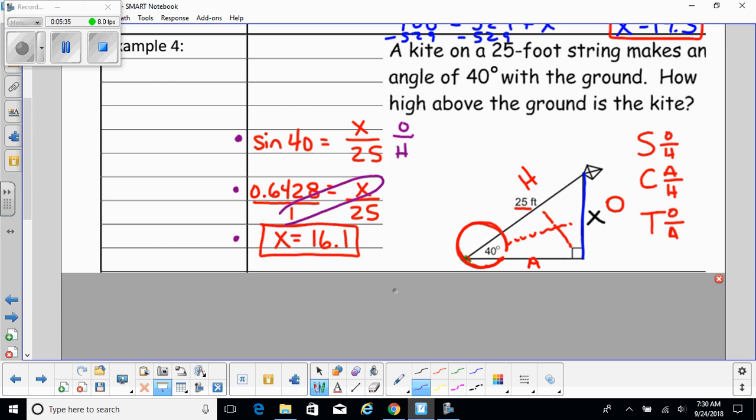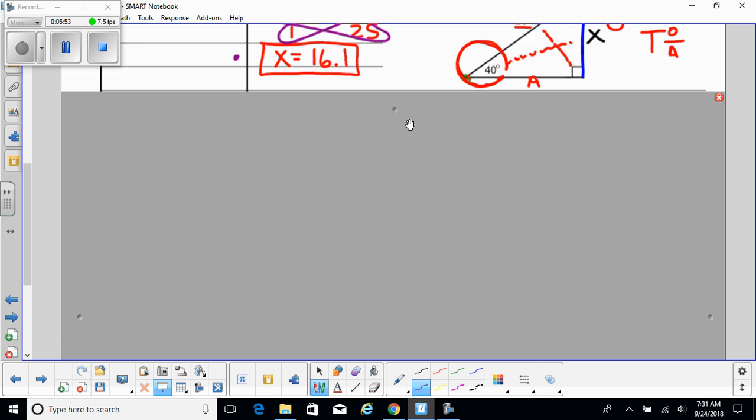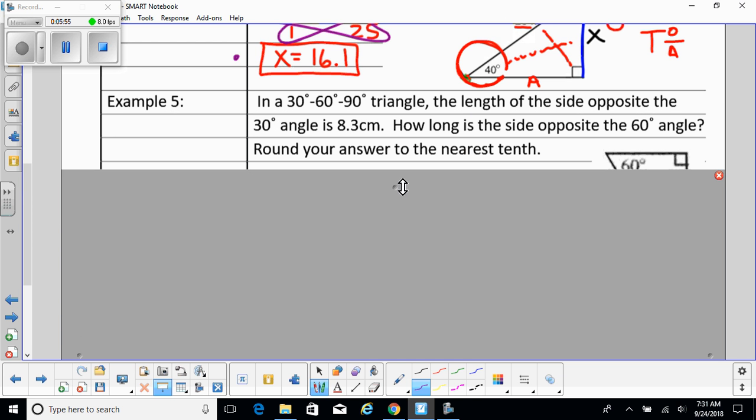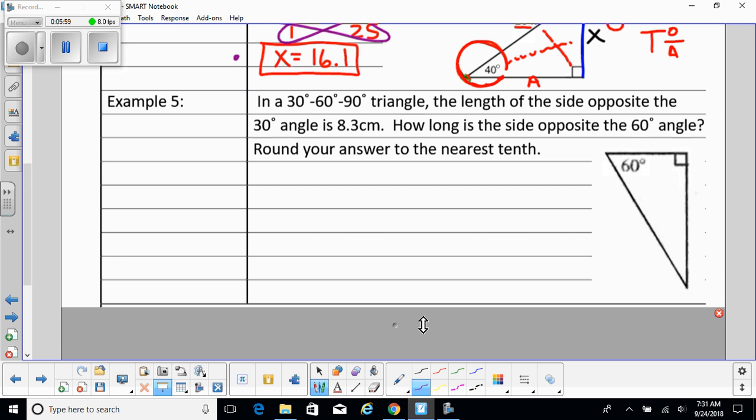So x times 1 equals x, and 0.6428 times 25 is equal to 16.1. And so we've got our solving for x in that situation. 99% of the time, the SOL has been giving pictures to use, but you still have to know how to apply them. And I know sometimes the words get in the way, such as in the example we started with.